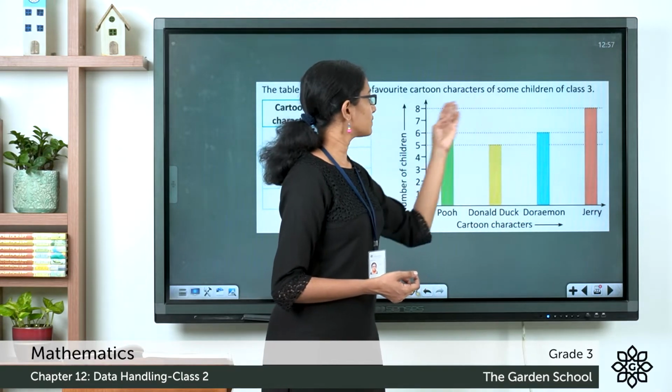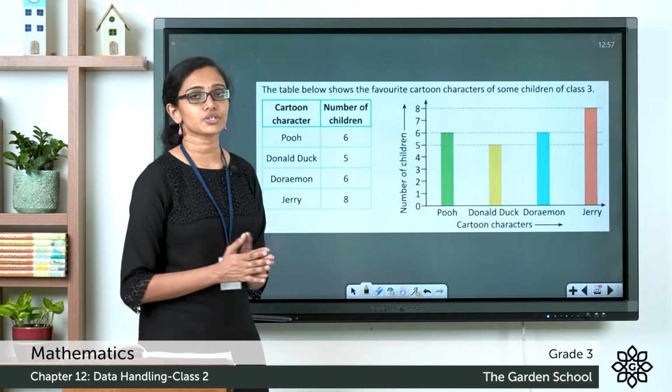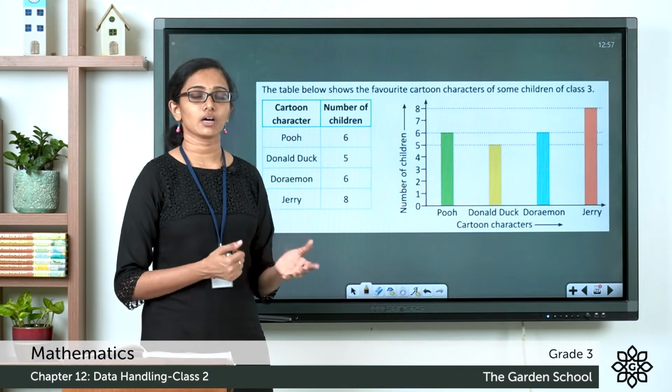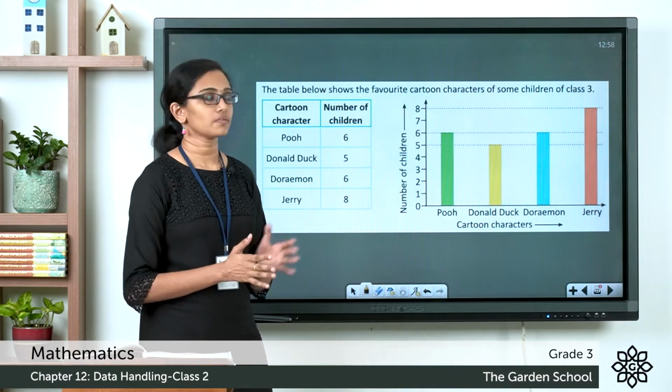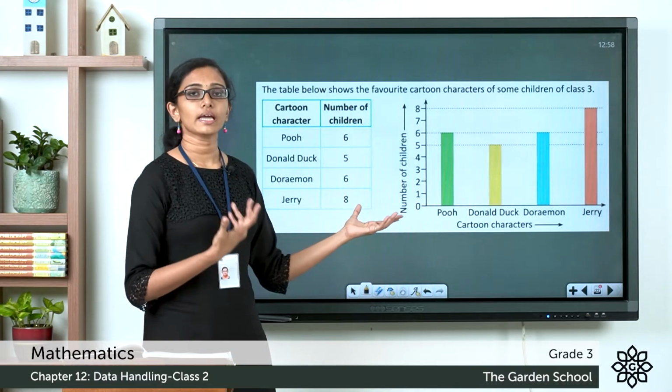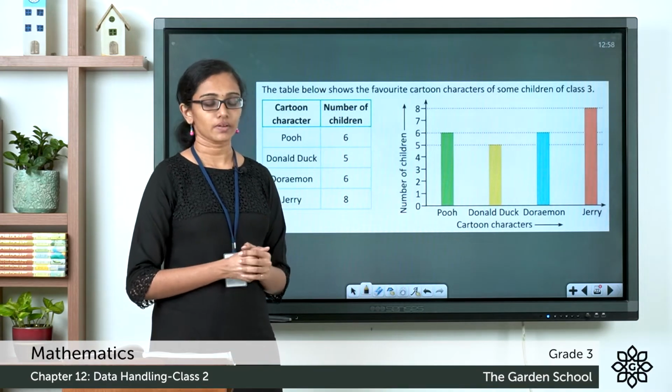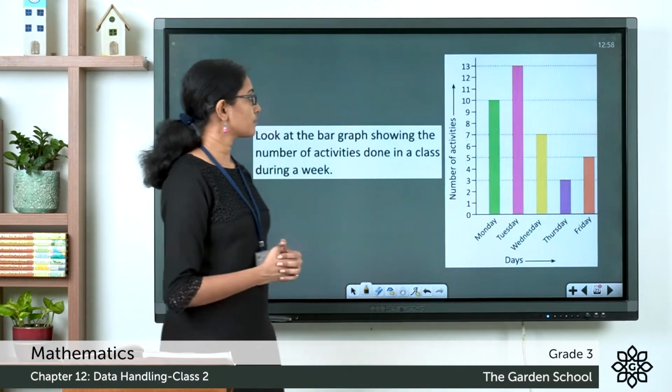Now for Jerry, you have the value 8, which means 8 children like Jerry as their favorite cartoon character. Now, I hope you are clear with the concept of a bar graph and how to interpret data from a bar graph. Now we'll see a different example from your textbook.